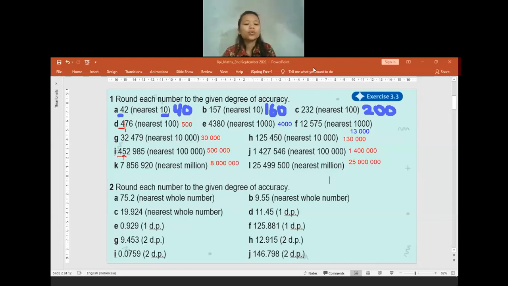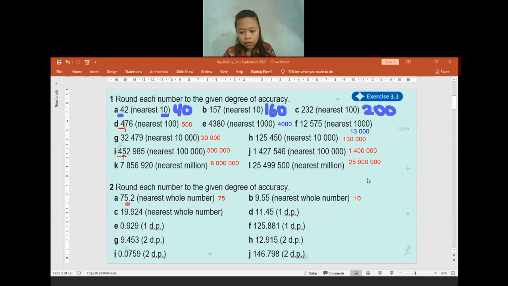We'll move to question 2 now. For question A, we have 75.2 to the nearest whole number. So we need to check the digit 5. Next to 5 is the number 2, so the 75 will stay as 75. At question B, we have 9.55. If we round off to the nearest whole number, it will be 10. Is there anyone who is confused if I answer 10? No? Everything clear? Okay.